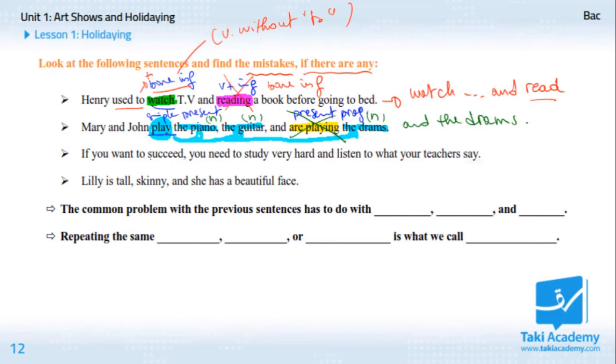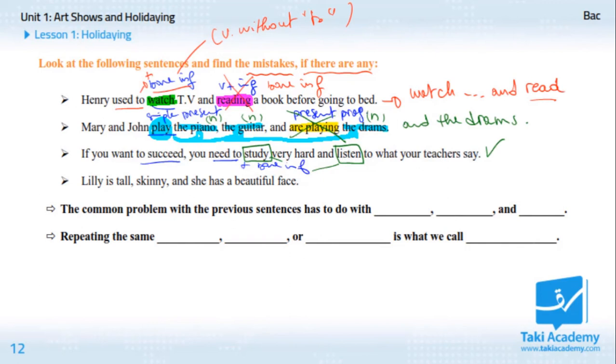Now, the third sentence. If you want to succeed, you need to study very hard and listen to what your teachers say. So what do I have here? If you want to succeed, you need to plus bare infinitive. And here I have bare infinitive, study very hard, and this is my second verb here, listen to what your teachers say. That's correct. So I have bare infinitive here and bare infinitive there. So this sentence is correct.